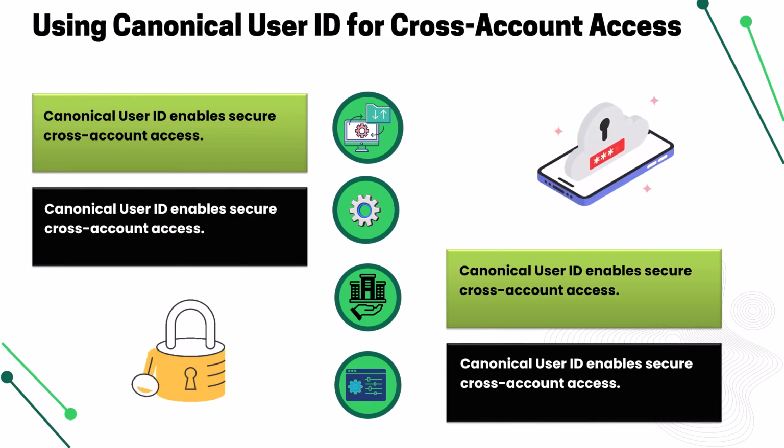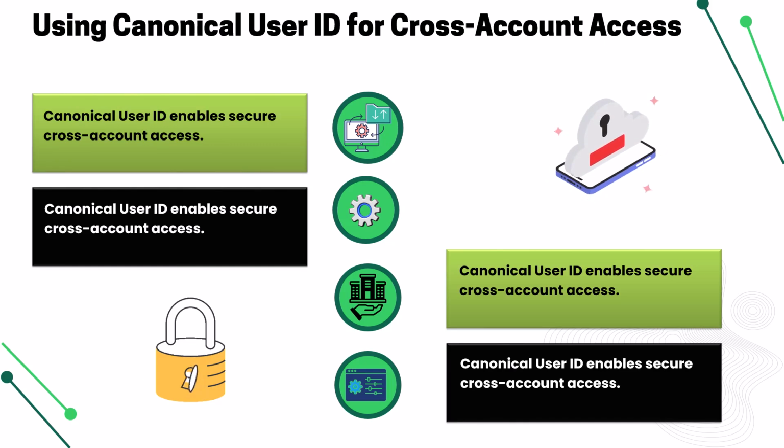Let's talk about the magic behind cross-account access. The canonical user ID is like your backstage pass in AWS, allowing secure connections without messy credential sharing. It plays a key role in defining who gets access to what and ensures resources are shared efficiently. Imagine it as the secret handshake between AWS accounts. It makes life easier while keeping security tight.